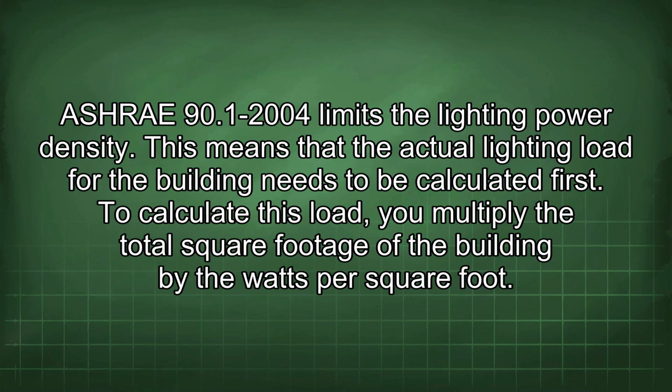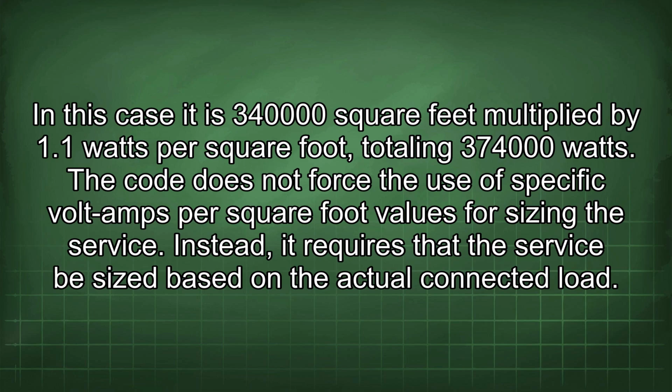ASHRAE 90.1-2004 limits the lighting power density. This means that the actual lighting load for the building needs to be calculated first. To calculate this load, you multiply the total square footage of the building by the watts per square foot. In this case it is 340,000 square feet multiplied by 1.1 watts per square foot, totaling 374,000 watts.